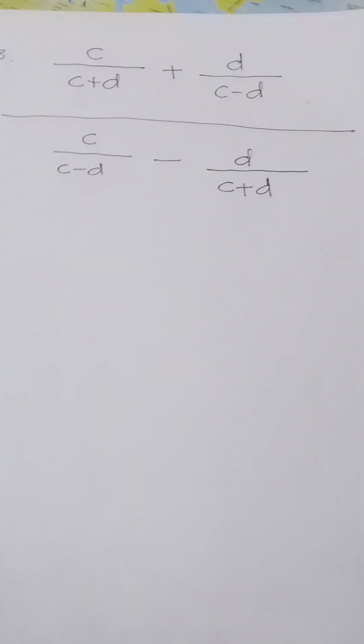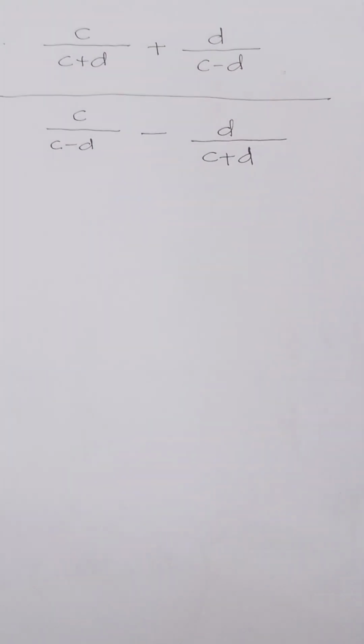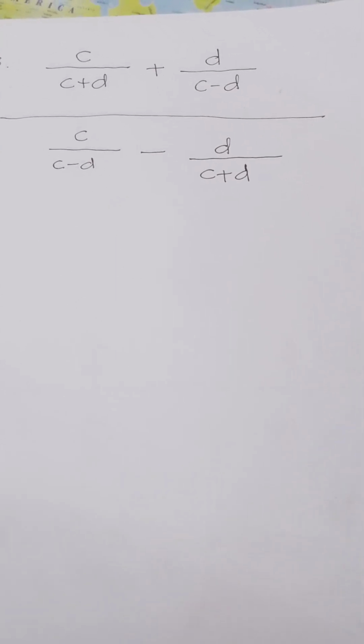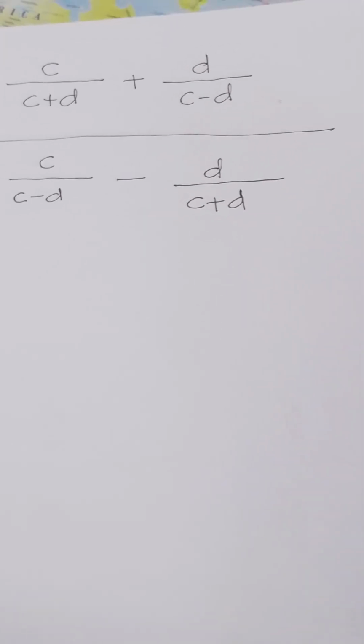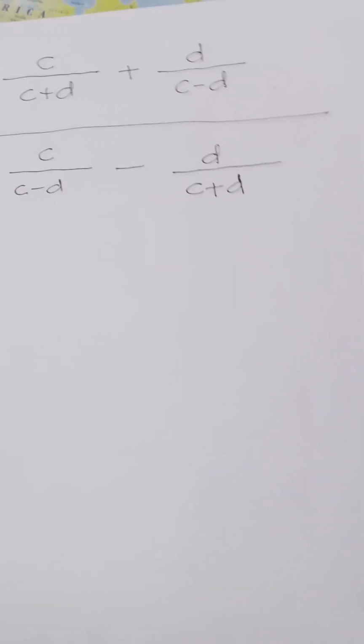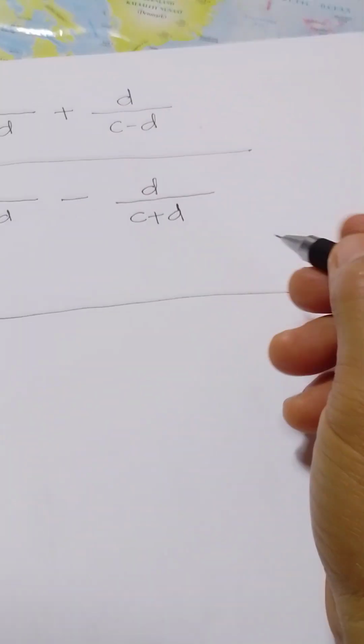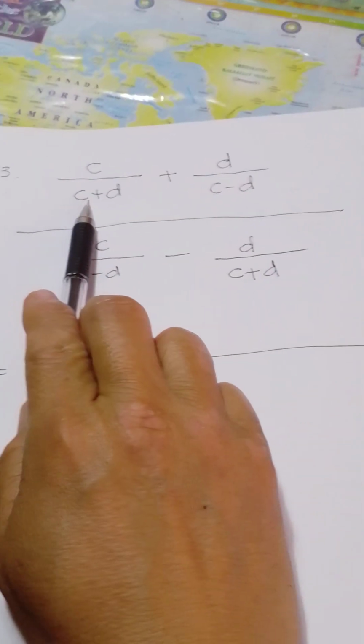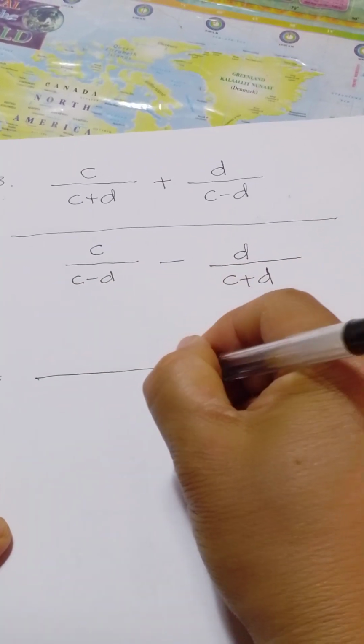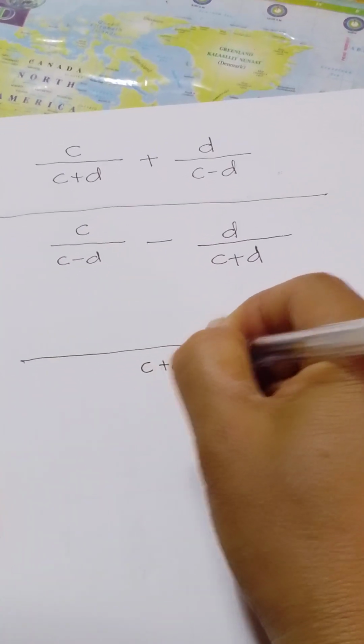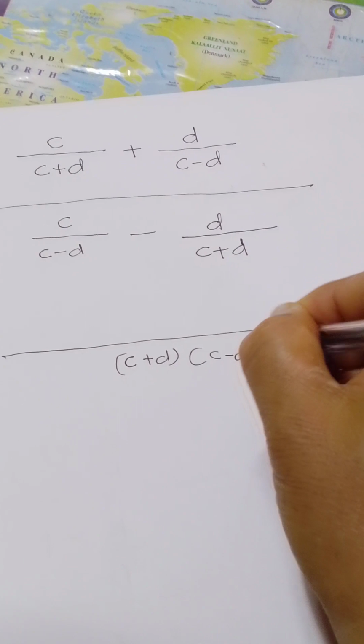Number 3 is a kind of a complex fraction. So we have c over c plus d plus d over c minus d, and then all over c over c minus d minus d over c plus d. So I have to find the LCD for my numerator. So my LCD will be c plus d and then c minus d. So I have to write in here c plus d and then c minus d.